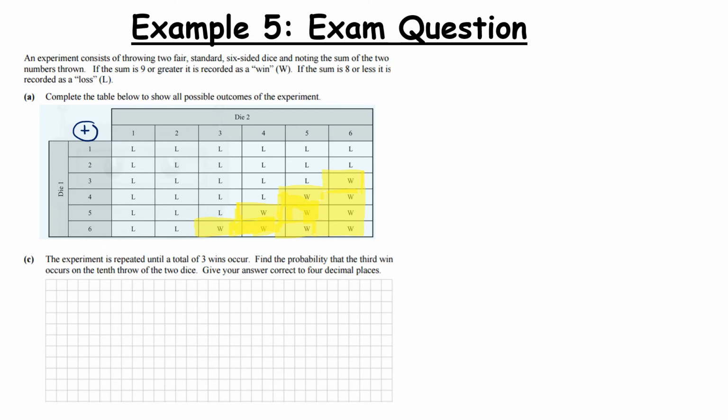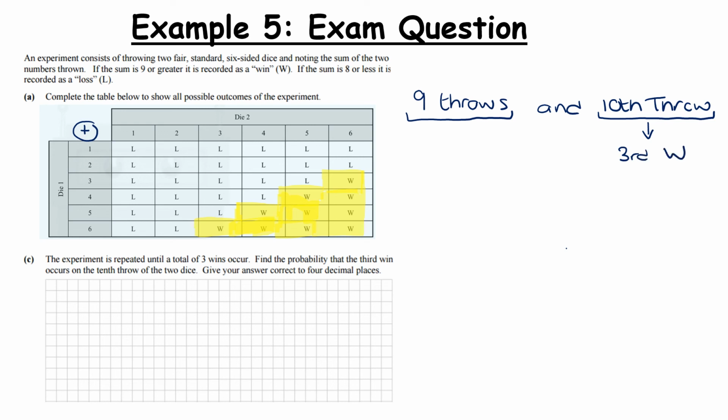So here we have that kind of Bernoulli plus, where we're working with Bernoulli and a little bit extra. So let's break this down. We're talking about the third win happening on the 10th throw. So let's break this into 9 throws at the start, and then we have the 10th throw. They are the 2 parts of our question. On the 10th throw, we get our third win.